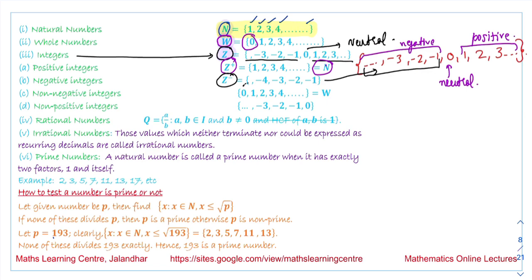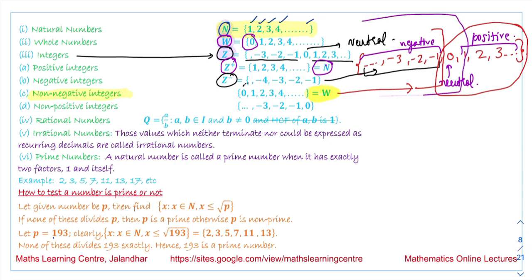Next we have non-negative integers. Non-negative means those which are not negative. Those which are not negative are either positive or they are 0. So this is the set of all the integers which are positive or 0. This collection is equal to the set of whole numbers. Similarly, non-positive integers means all negative integers plus this element 0 over here. These are called the non-positive integers.